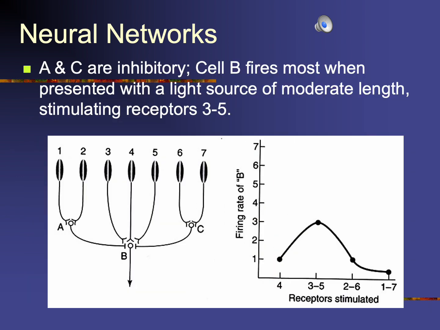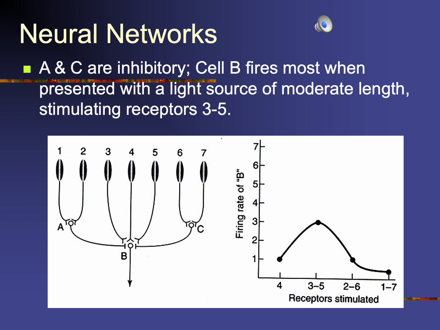Okay, here's another network that uses convergence. Imagine you've got a situation here, you've got 7 receptors, and you've got 3 neurons connected to them. Now, neurons A and C are inhibitory. Okay, if they're stimulated, they inhibit B. They make it less likely that B will fire.